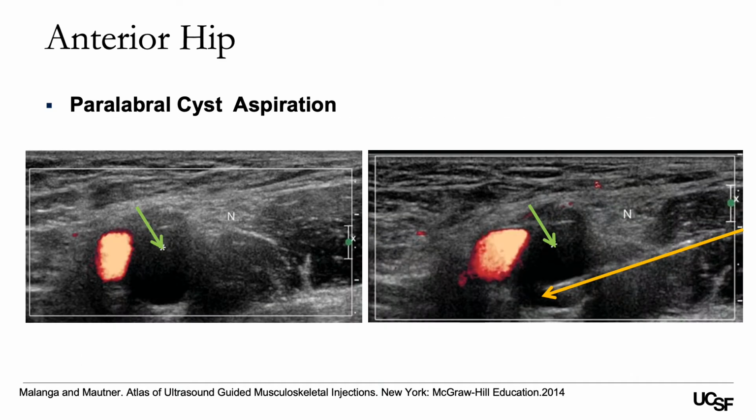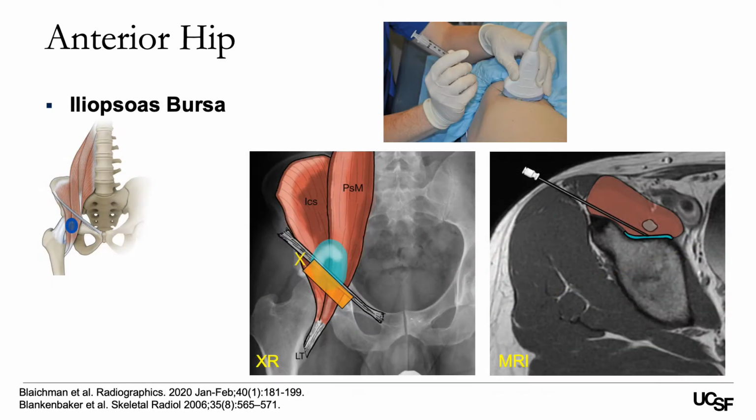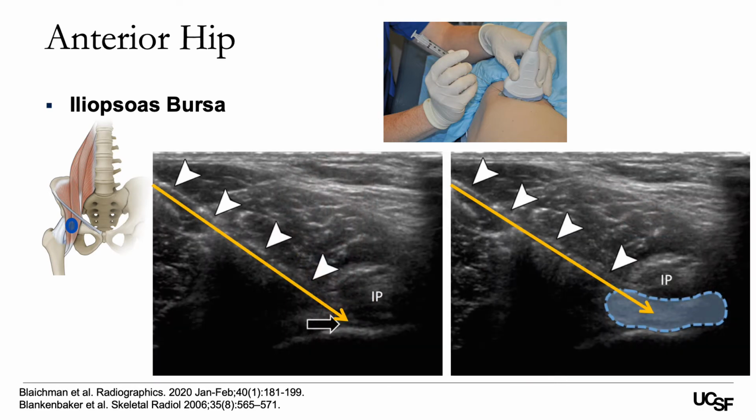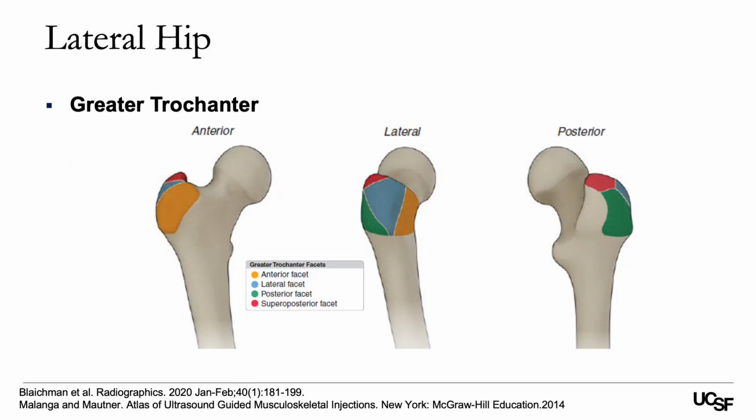The cyst needs to be visualized in at least two planes on ultrasound. The iliopsoas bursa is the largest synovial bursa in the human body. For injection, the patient is supine. The probe is placed in an.